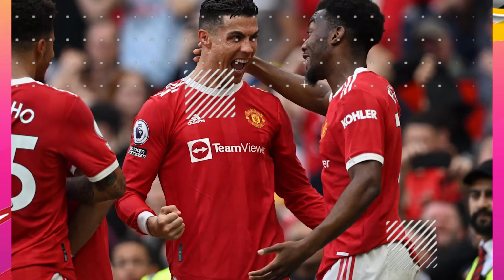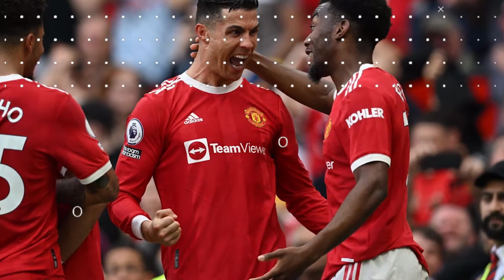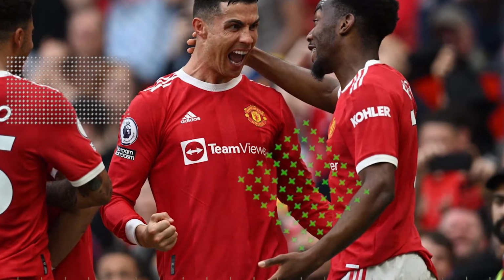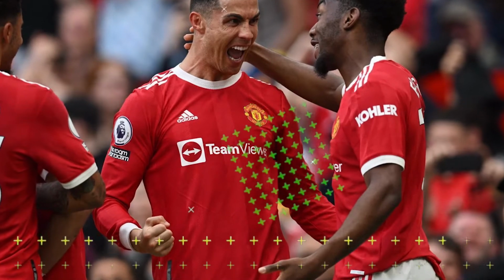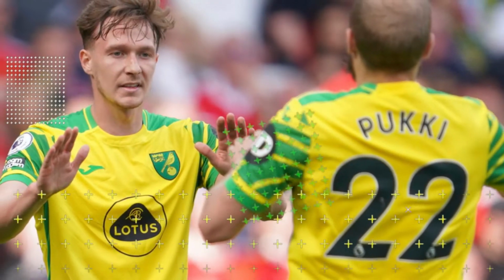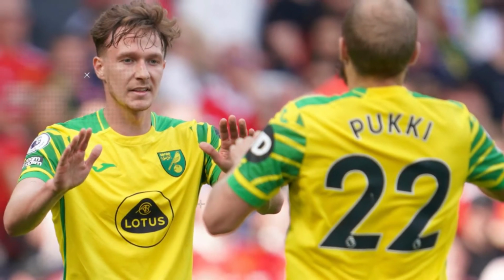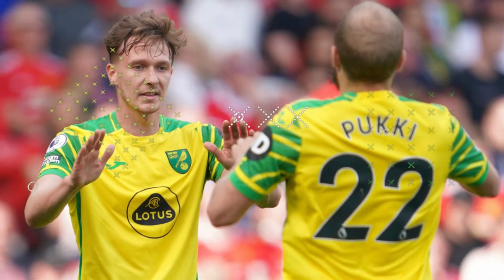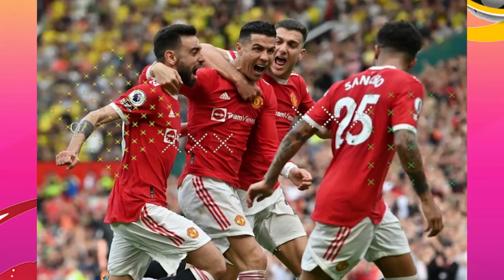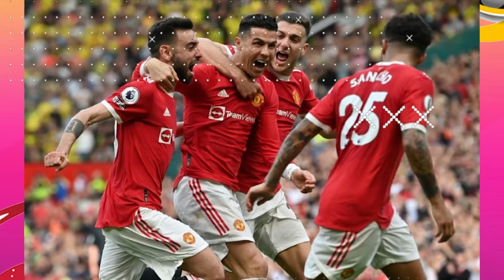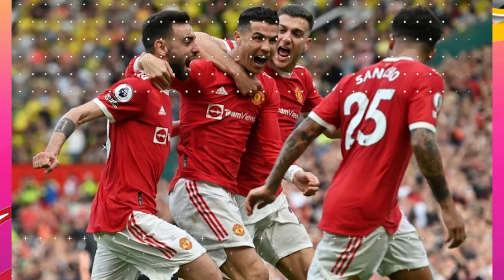Teemu Pukki then scored for Norwich and equalized in the 52nd minute. MU won after Ronaldo scored his 50th hat-trick at club level in the 76th minute. After previously drawing 1-1 with Leicester City, then losing to Everton 0-1, MU finally returned to winning ways. Their path to the top 4 was again open.